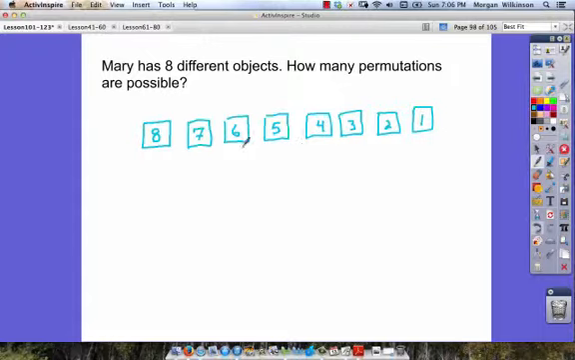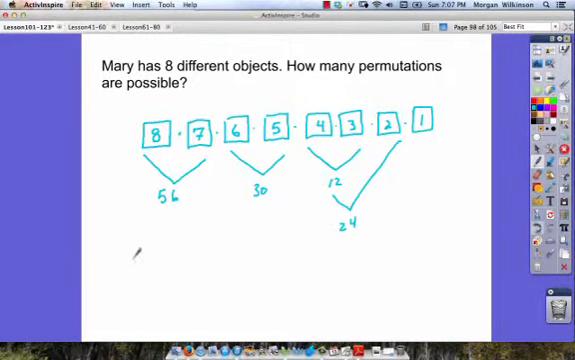Now, what we can do to find our answer is to multiply. We're going to multiply 8 times 7 times 6 times 5 times 4 times 3 times 2 and times 1. And the easiest way to do this will be, well, 8 times 7, that's 56. 6 times 5, that's 30. 4 times 3 is 12. 12 times 2 is 24. And then we'd have 56 times 30 times 24. Now this is going to give us a huge answer. And we can go ahead and find out exactly what that's going to be.